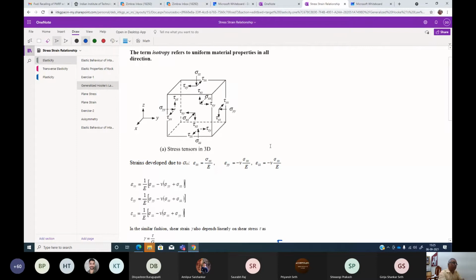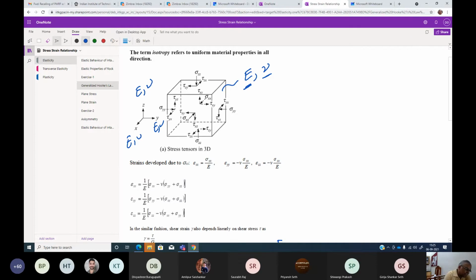Now, if I have to generalize this equation, if I have to generalize Hooke's law, how do I do it? Let's see this cube, what is happening. We assume in this cube the modulus of elasticity and Poisson's ratio are the same in all directions. Means in the x direction also E and mu, here also E and mu, here also E and mu. In all directions, they remain the same. So it's an isotropic material.